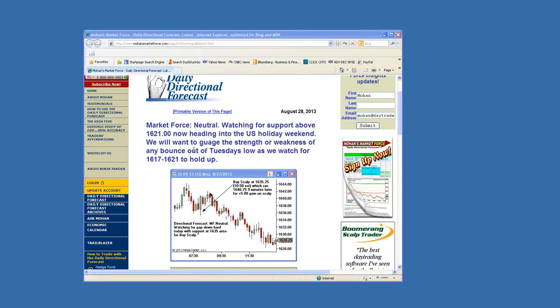Neutral, watching for support above 1621, now heading into the U.S. holiday weekend. We want to gauge the strength or weakness of any bounce out of Tuesday's lows that we watch for 1617 to 1621 to hold up.